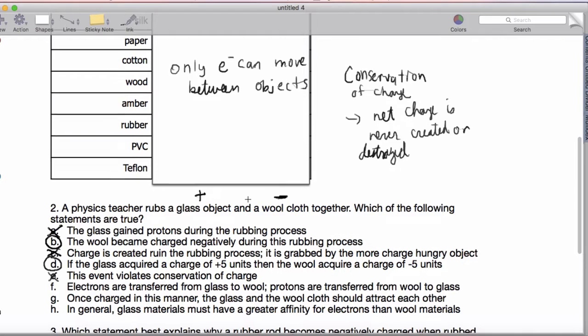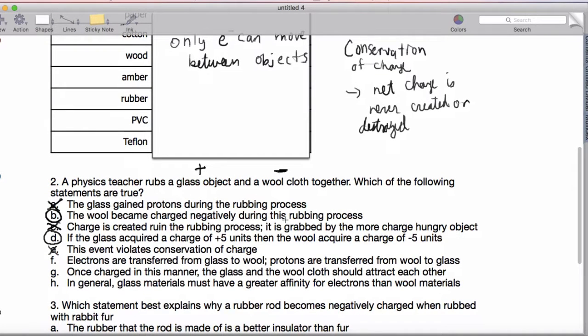All right. Now, electrons are transferred from glass to wool. That's true. But once again, we never transfer protons. Now, once they are charged, they should have opposite charges on each other, and therefore they should attract. And by the way, the word affinity, it's a good little ACT, SAT word that means liking. So glass materials do not have a greater liking. They have the opposite. They have less of a liking.